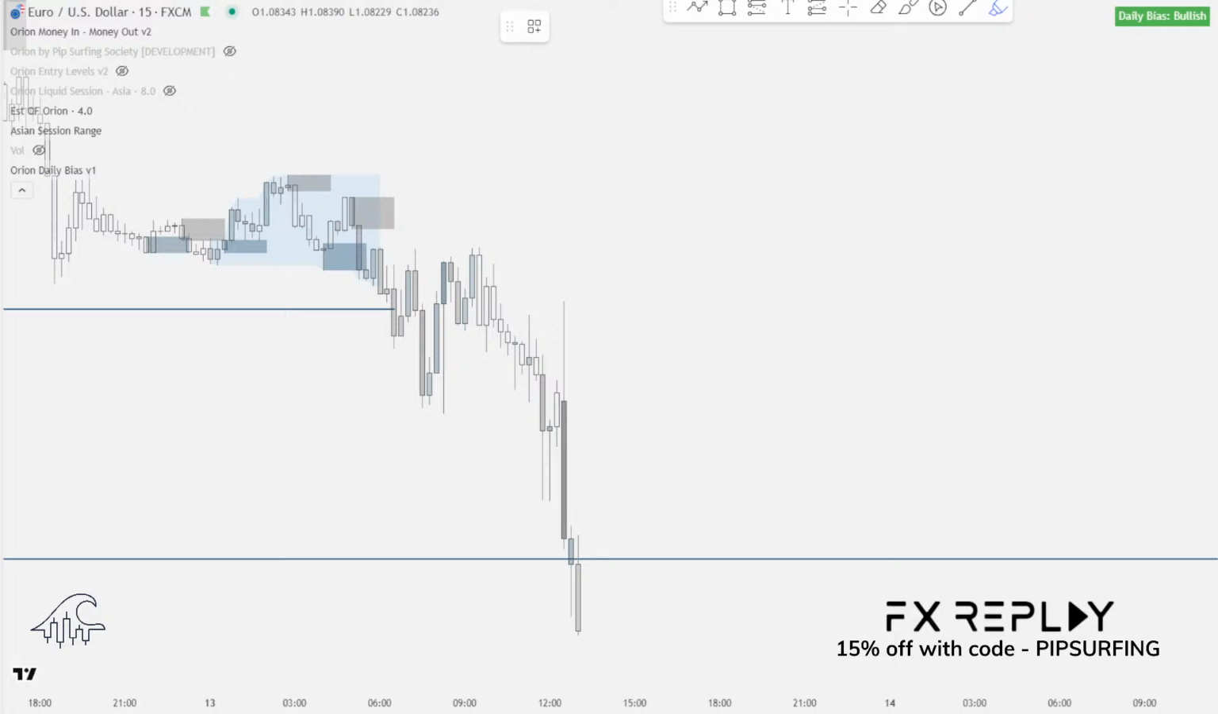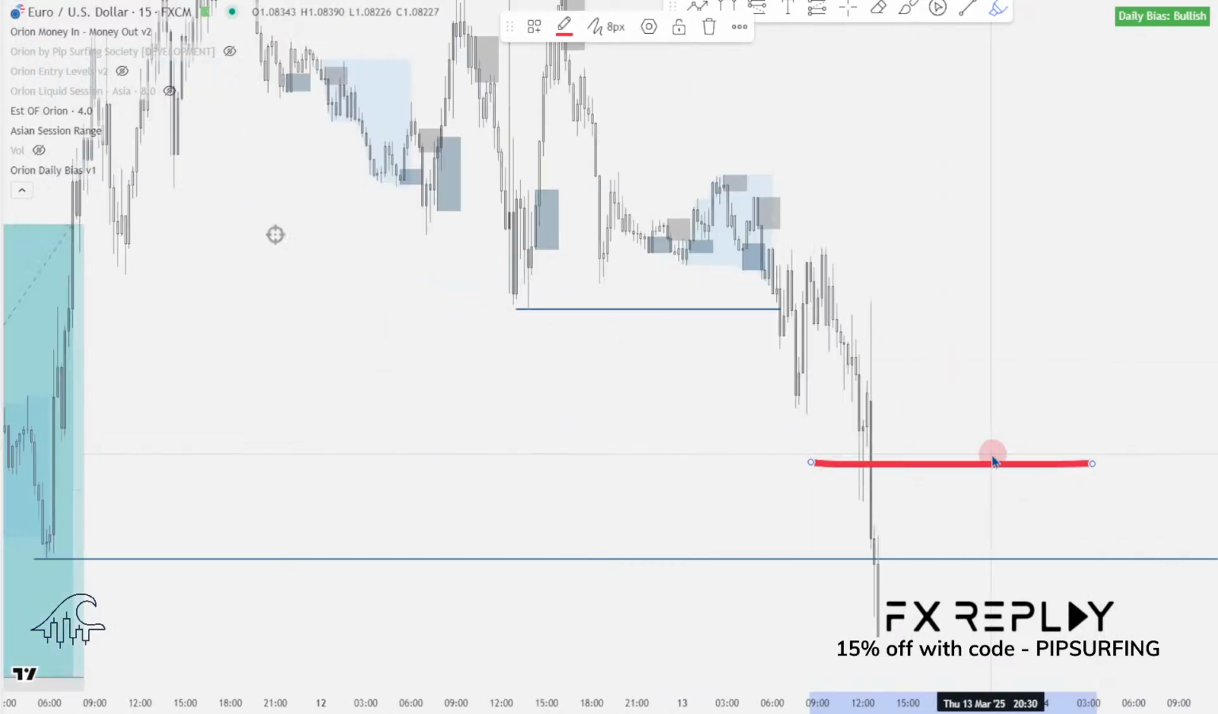Right, we're back. We're seeing big sell-offs. We've got some sell-offs across the USD secondary pairs, which tells us that the USD is gaining strength.